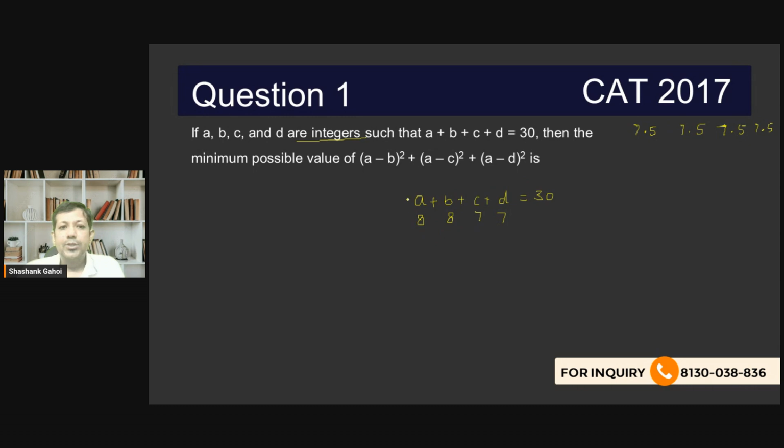Okay. So 8 minus 8 is 0. 8 minus 7 is 1. 1 square is 1. 8 minus 7 is 1. 1 square is 1. So the minimum value of this function becomes 2. That's it. As simple as that. So whenever the question says what is the minimum possible value and these kinds of statements are given, always put all the values equal. More likely you will get the answer right.